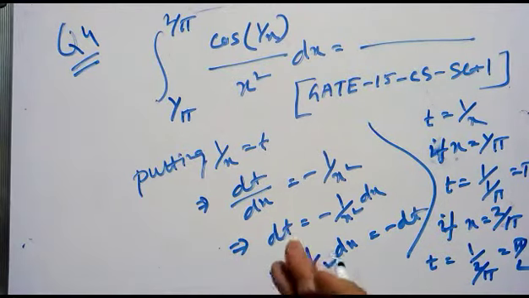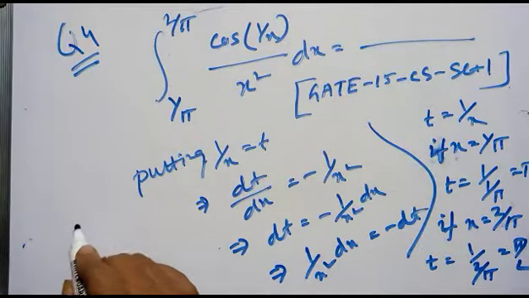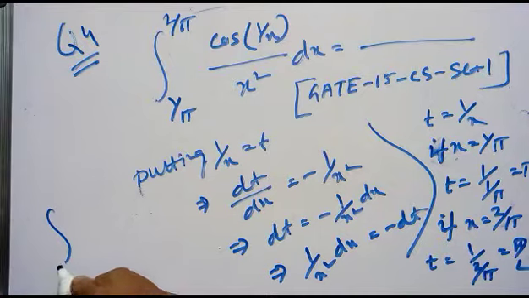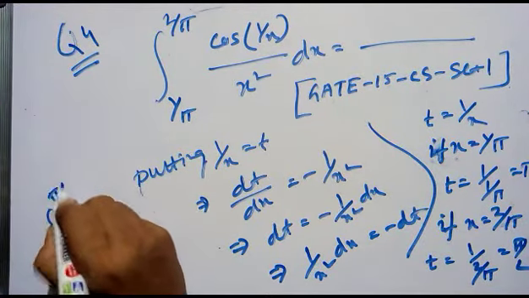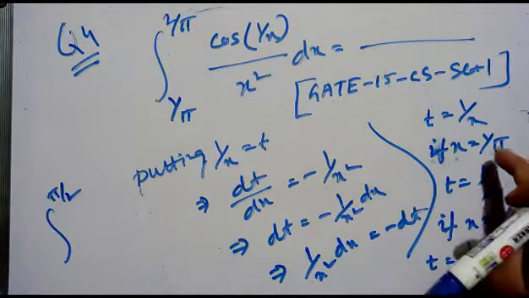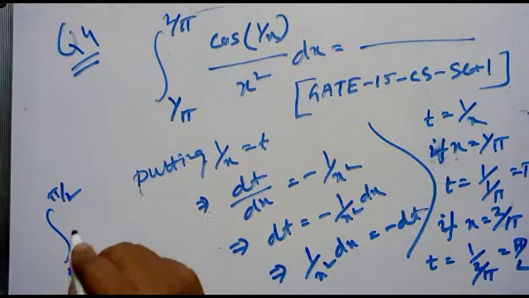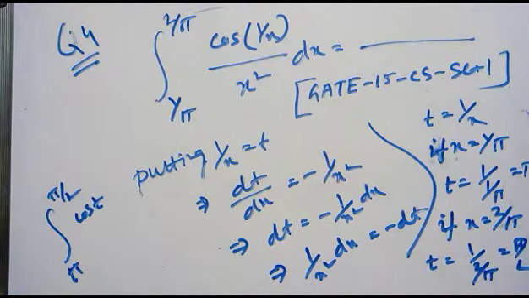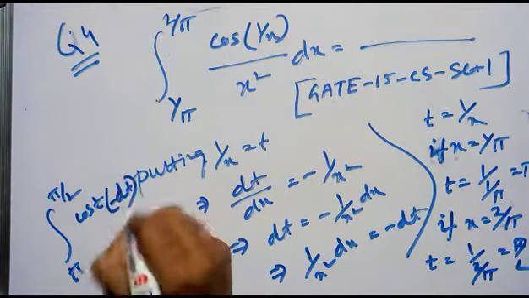Now we convert the integration from x to t, that means dx to dt. So we write here integration from pi by 2 to pi, as 2 by pi converts into pi by 2, and 1 by pi converts into pi, clear? Cos 1 by x means cos t, and dx by x square, that means minus dt. So here minus dt, clear?